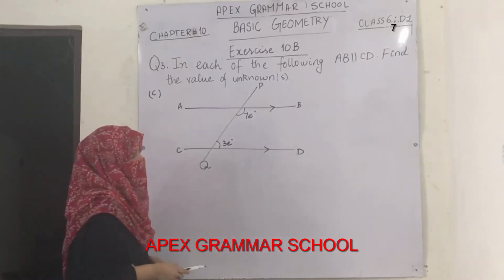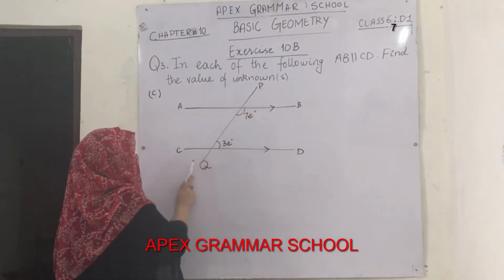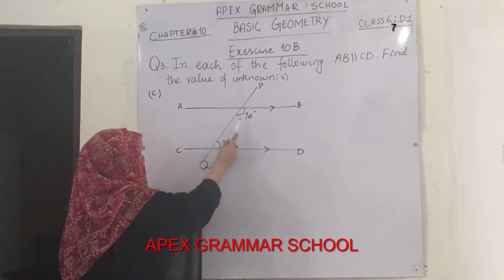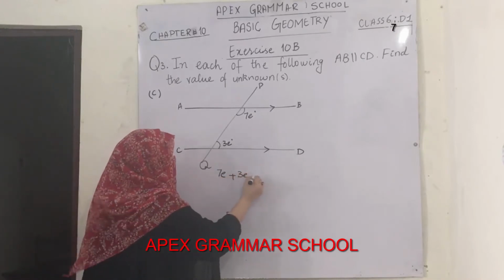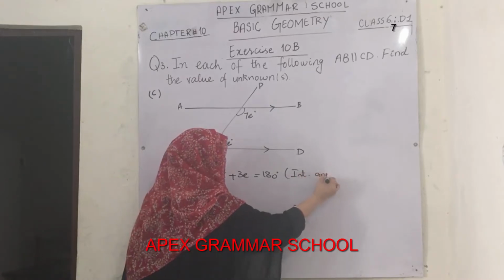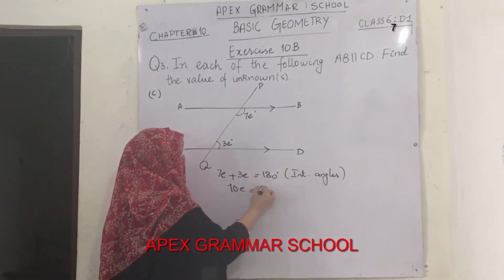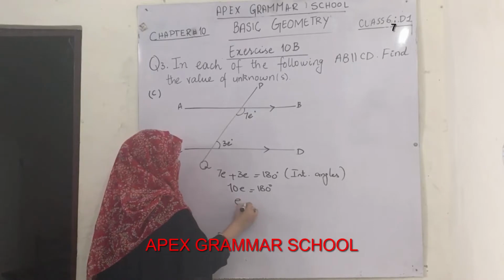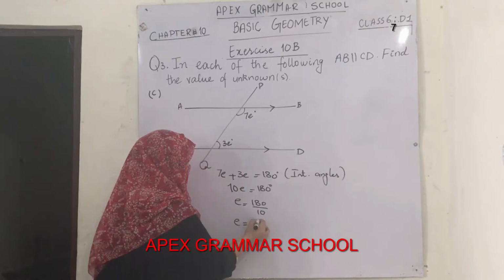Question number 3, C part. In question number 3, C part, you can see that AB is parallel to CD and there is a transversal line PQ. There is only one unknown, that is E. In the figure you can see that 7E and 3E are interior angles, which means they will add up to make 180 degrees. Interior angles. 7E and 3E will be 10E equal to 180 degrees. 10 is being multiplied with the variable. On the other side it will be divided. After division you will get the value of E to be 18 degrees.